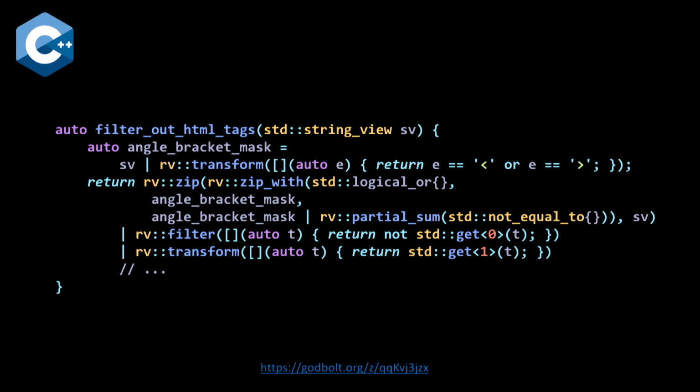We basically just want to transform, because at this point, we want to get rid of that true-false value. All we have left is the trues, and all we care about is the characters at this point. And then we can call just a ranges to std string.